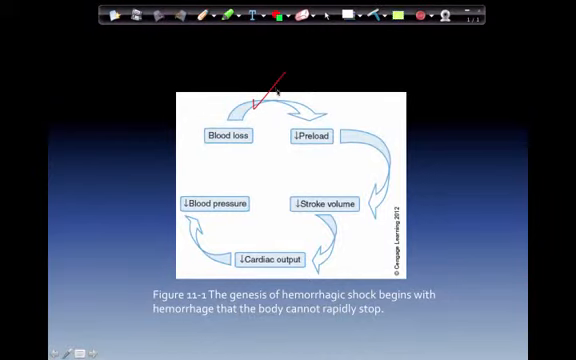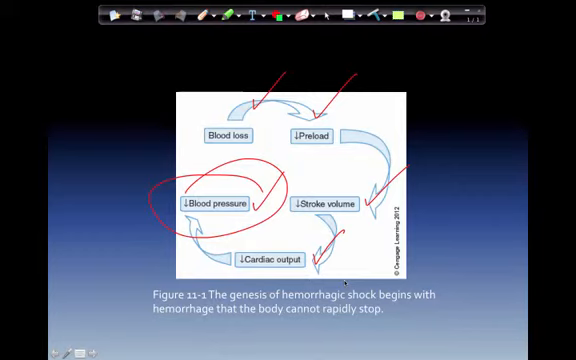So blood loss decreases the amount of preload that's coming into the pulmonary trunk, which reduces the stroke volume, which in turn reduces the cardiac output, which reduces the blood pressure. Without this, organs don't get perfused.